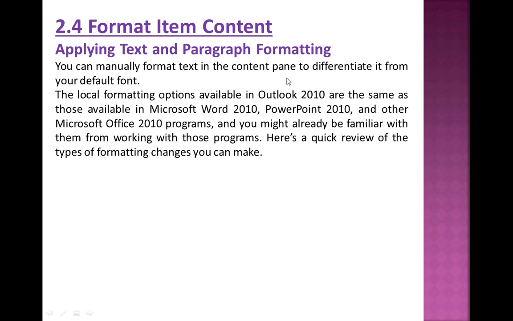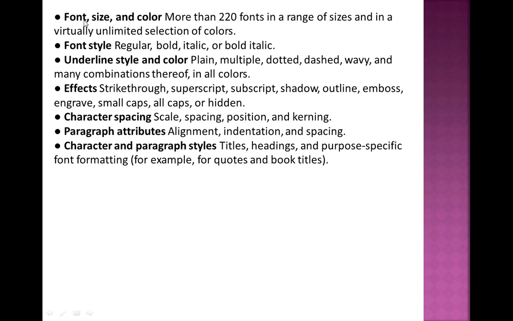You can manually format text in the content pane to differentiate from your default pane. The local formatting options are the same as those available in Word, PowerPoint and other Office programs, and you might already be familiar with them from working with those programs. Here is a quick review of these items: font, size, color. You can change the type of the font, the color, the size, and the font style. You can underline, and you can give effects like strikethrough, superscript, subscript, shadow, outline, emboss.